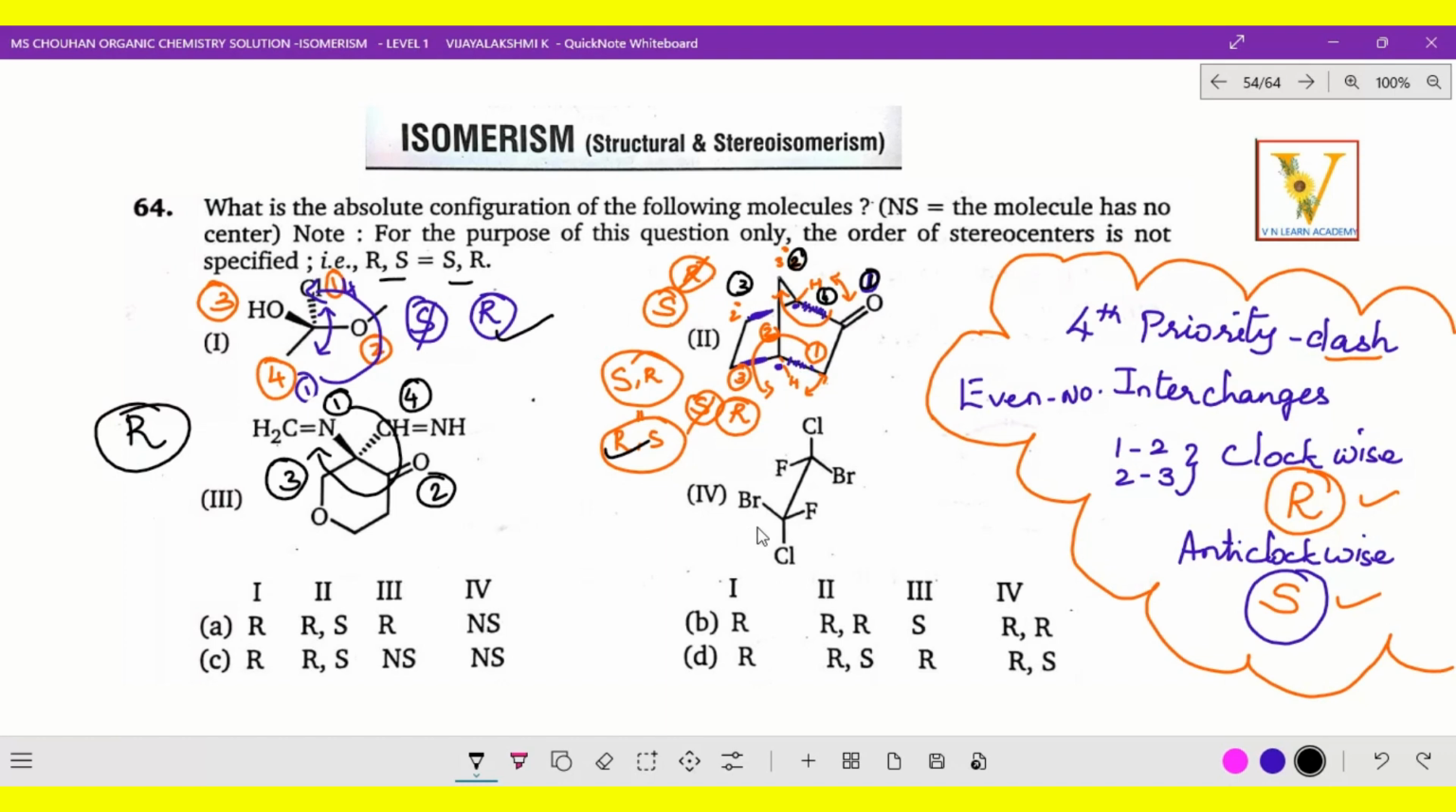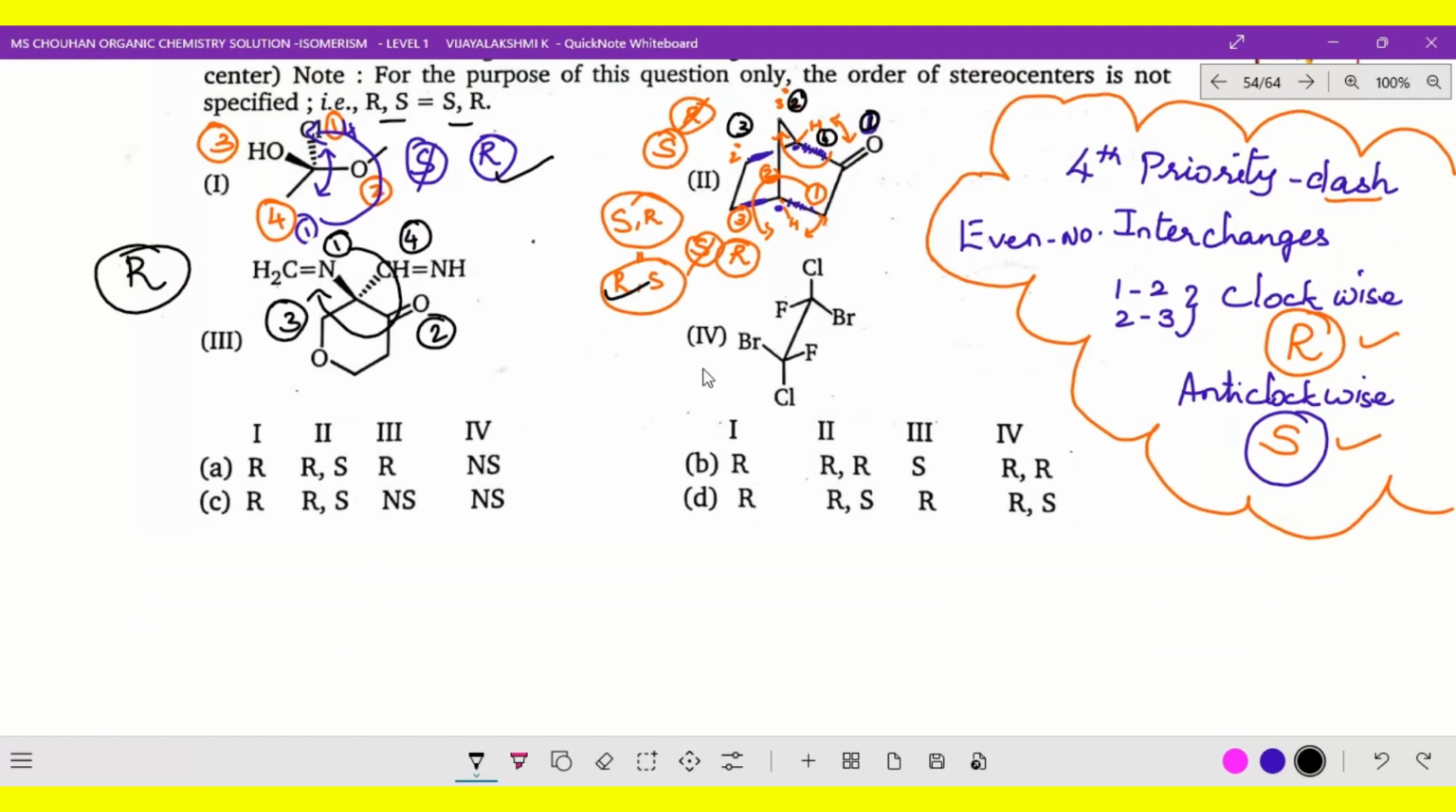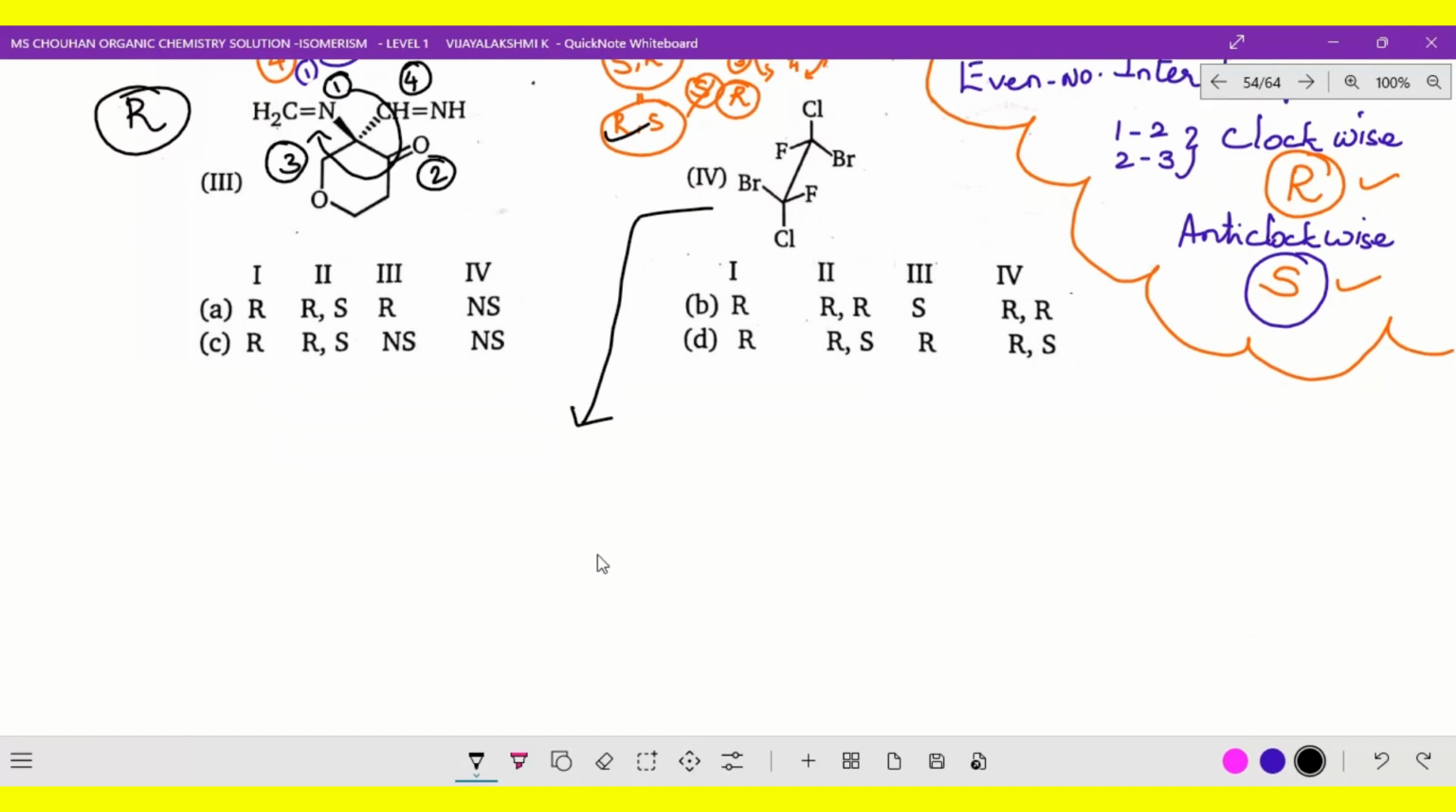Now the last one here, Cl, Br, F. Come on, let us check what that configuration is. I just bring it here to you to understand. I just bring it here like this. Okay, Cl this side and this side Cl, right?